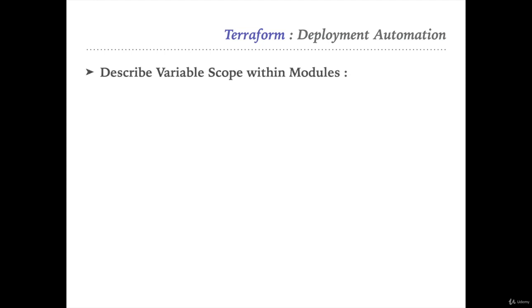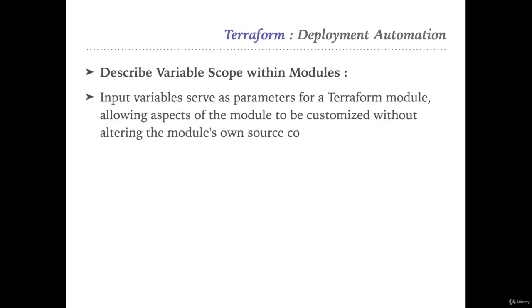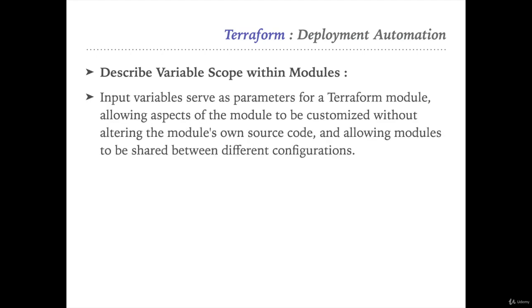Let's describe the variable scope in modules. Input variables serve as parameters for the Terraform module. They allow aspects of the module to be customized without altering the module's own source, and allow the module to be shared between different configurations. As I told you earlier, when we define the default value for the input variable of the module, if that variable is not explicitly passed from the source file calling the module, then the default value will be used.